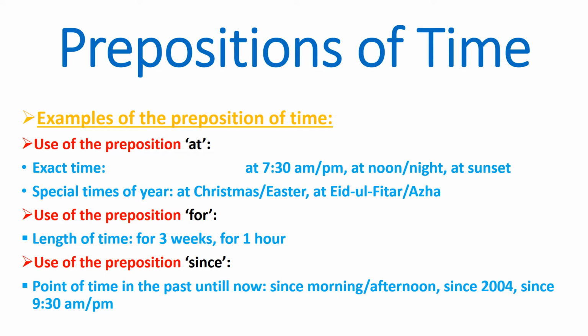First of all, we shall look at the use of the preposition at. Dear students, the preposition at is used with the exact time, or you can say with a precise time. Like you can say at 7:30 a.m. or at 7:30 p.m., at noon, at night, at sunset, or at sunrise.